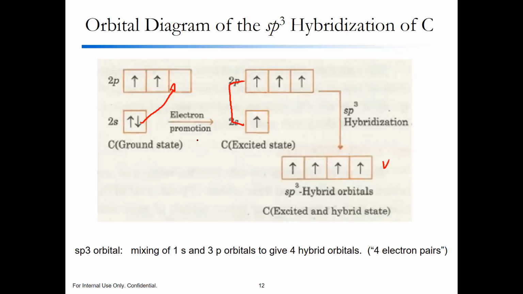So another way to look at this, how many orbitals are mixing here? 1, 2, 3, 4, right? What do you think about 4? What geometry do you think about 4 in VSEPR? 4 electron pairs. Oh, tetrahedral, right?